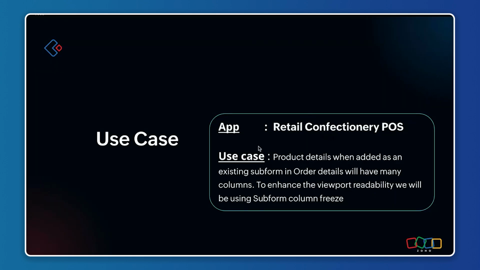Now we'll get into the use case. We're going to use the same retail confectionery POS system. So we have product details, we have order details, right? Product details has more than 10 fields, 10 or 12 fields. So when there are too many, I'm going to add this product details within the order details as an existing subform. Using the subform column freeze, we're going to enhance the readability of the viewport by freezing the first two columns or first two fields.